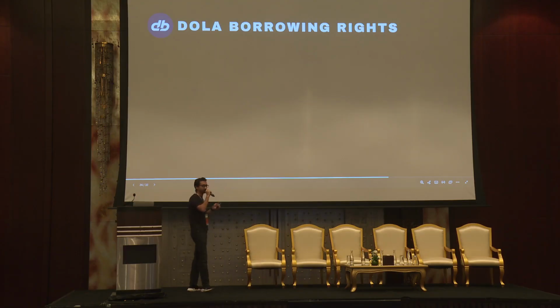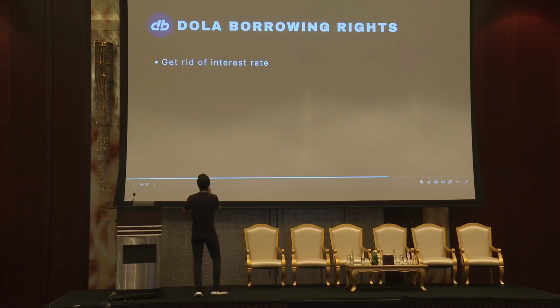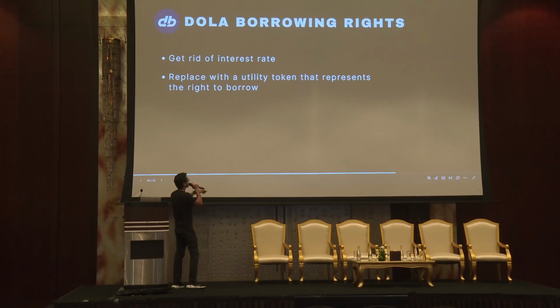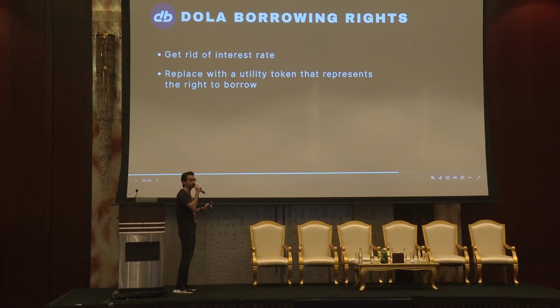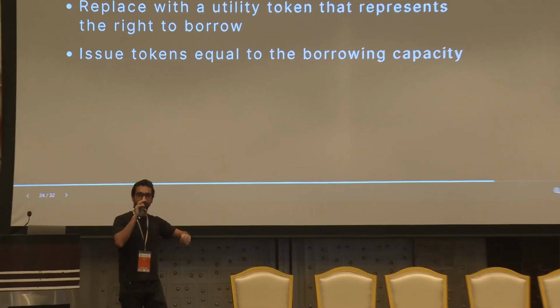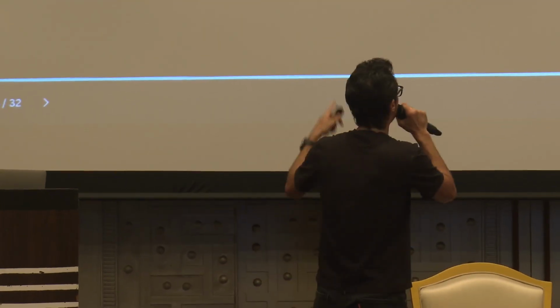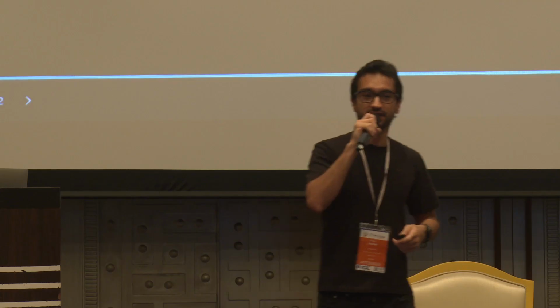It works through DOLA borrowing right, and that is the form of tokenized interest. We tokenize a right to borrow. So we got rid of interest rates, and then we replace it with a utility token that represents the right to borrow. And then we issue an equal amount of those tokens than the lending capacity that we have. The cost to buy that token for a borrower is equivalent to interest rate. So for example, if you're borrowing $1 for a year and you pay 5 cents for this token, this is equivalent to paying 5% APR as a borrower rate.